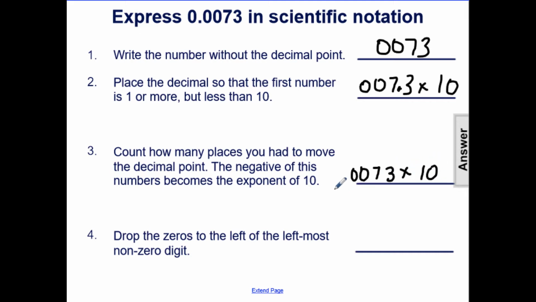The old decimal was all the way to the left and now we want it between the 7 and the 3. So we would move a total of 1, 2, 3 spaces. The negative of this number becomes the exponent, and if we drop the unnecessary zeros to the left, that would give us 7.3 times 10 to the negative 3 as our scientific notation.